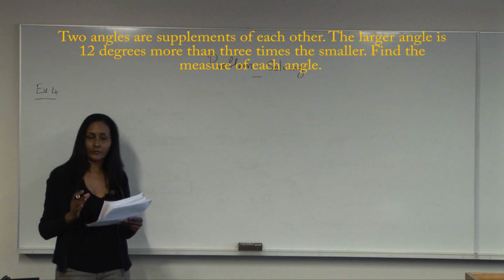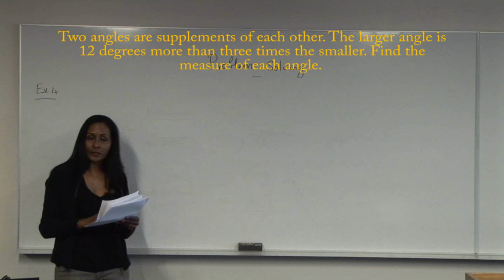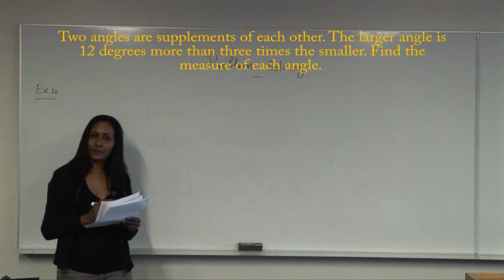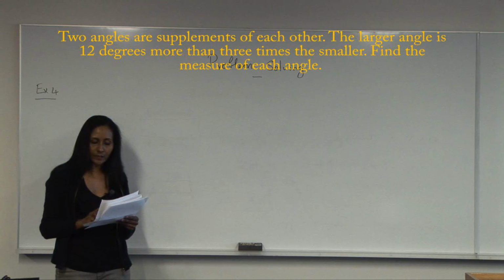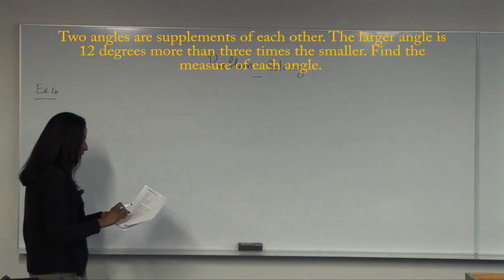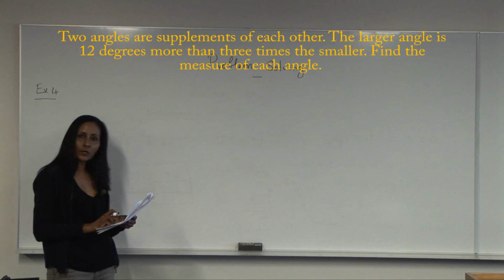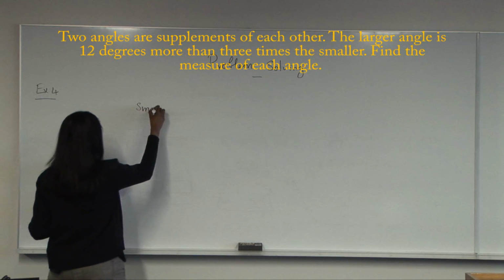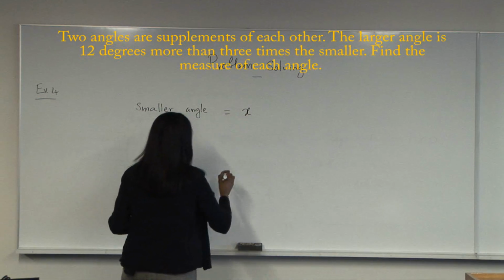So you are asked to find the measure of each angle, but other conditions are given. Those two angles are supplements of each other. That means when you add them together, it is equal to 180 degrees. Another condition is given. The larger angle is 12 degrees more than 3 times the smaller. So we don't know how many degrees the smaller angle is. So let us say that the smaller angle is equal to x degrees.